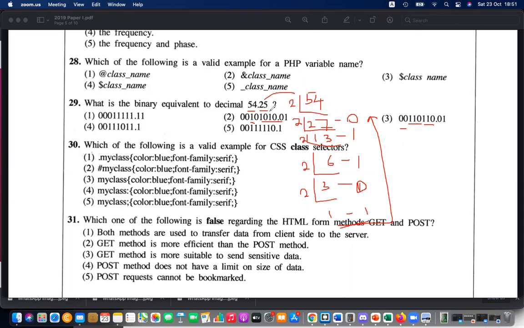Now 0.25, you have to write it without the leading 0. Then multiply by 2. When you multiply 0.25 by 2, that is 0.5. Multiply it by 2 again, that is 1.0. So it is 0, 1. You take it this way. Then it is 110110.01. And this is the correct answer. That is number 3.